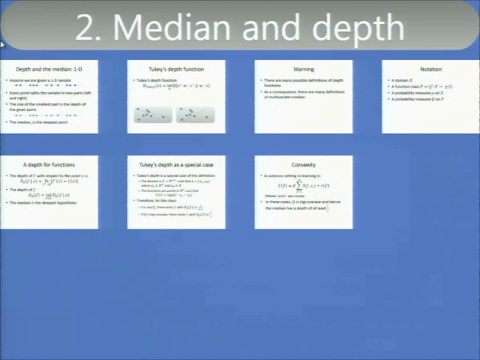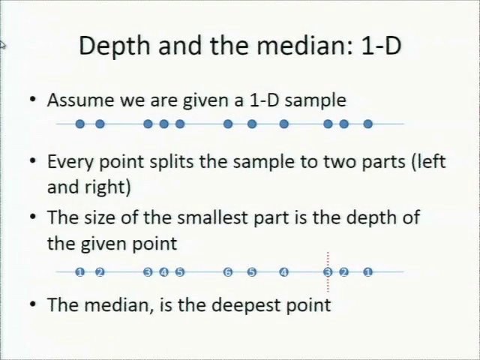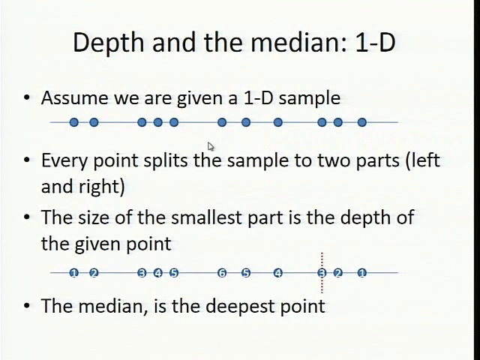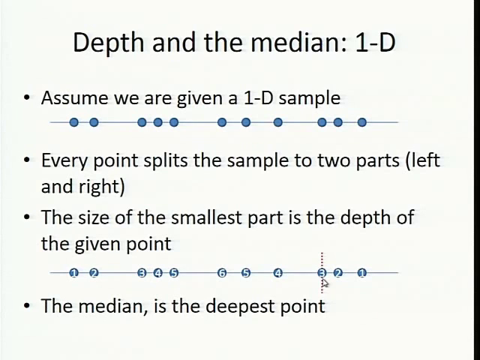Now I want to start defining what I mean by a median. It turns out that in order to define a median, we'll need to define something which we'll call a depth function. So let's start with the case that we all know about, the one-dimensional univariate median. Assume I have this sample of points, and I want to find the median of these points. One way to look at it is as follows. Every point splits the sample into two parts: all the points to the left and all the points to the right of this point. And we associate a depth with each point, being the size of the smaller part.